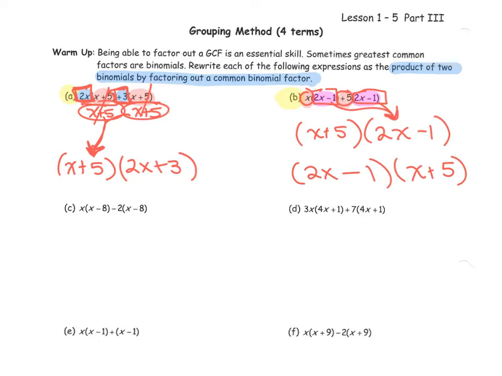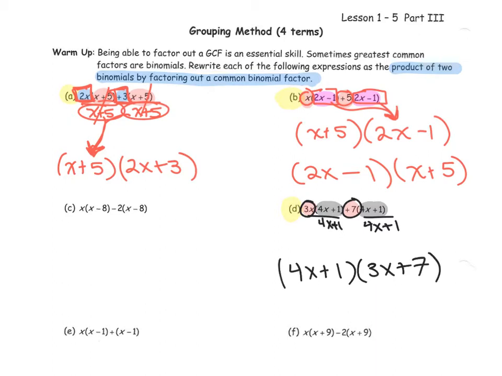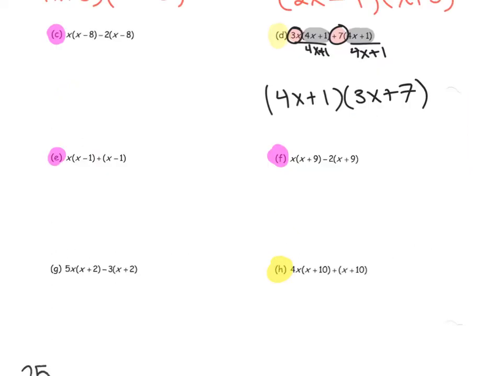I'll do one more and then I want you guys to try. So for letter D, again, same concept. I notice that they both share a 4x plus 1. They're being multiplied. What's remaining is this 3x plus 7. So again, take out the GCF, the 4x plus 1, on both. You see what's remaining is 3x plus 7. So hopefully now we're starting to get the hang of this. I want you guys to try C, E, and F.